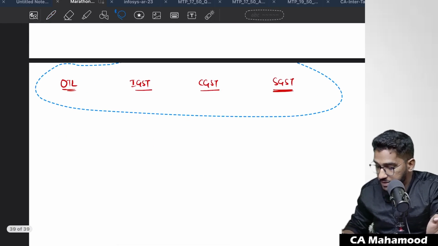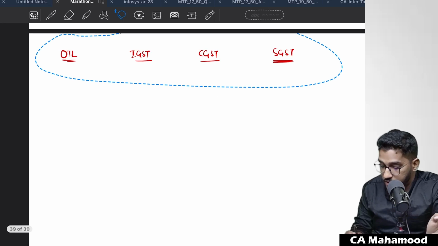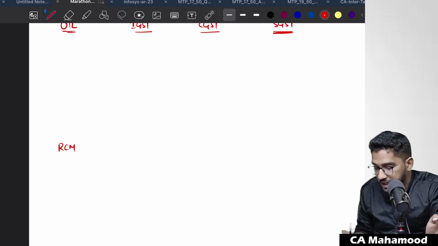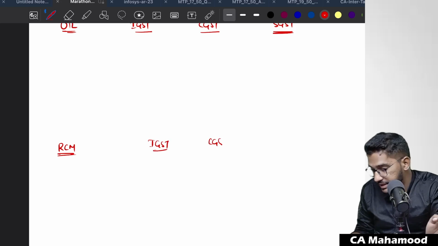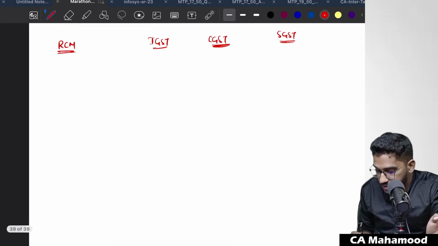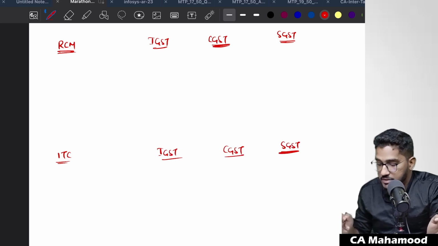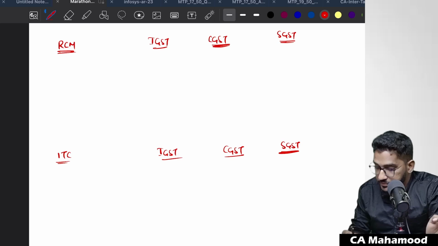You better make one table for any liability that you are required to pay under reverse charge mechanism. Is there any liability for you to pay the tax under reverse charge mechanism? If yes, that also you have to write IGST, CGST, SGST. Then you have to add one column for input tax credit. For input tax credit also IGST, CGST, SGST. So now let us try to calculate these things.